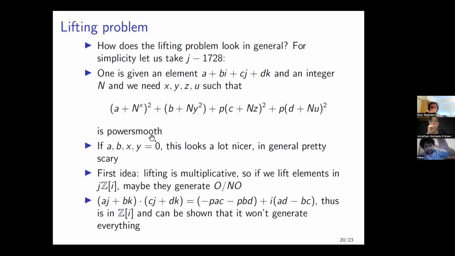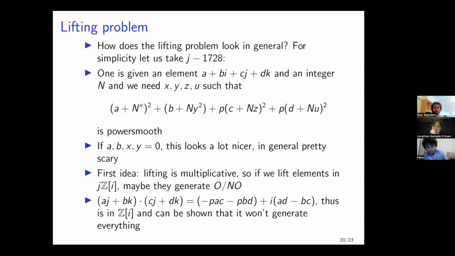Anyway, in any case, if you set a bunch of variables to 0, it's much nicer to deal with. But you have 4 variables, it's not homogeneous. It's a super ugly Diophantine equation. So if you want to do it by brute force, which I tried, it's not going to be your friend.